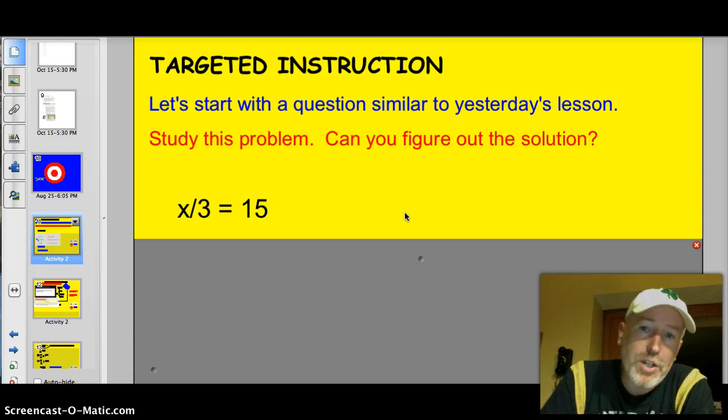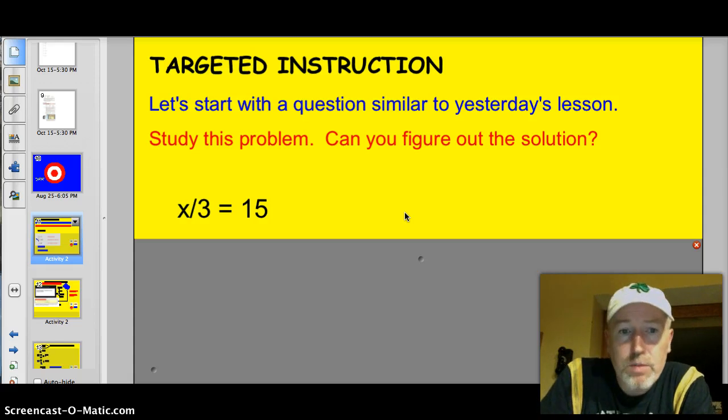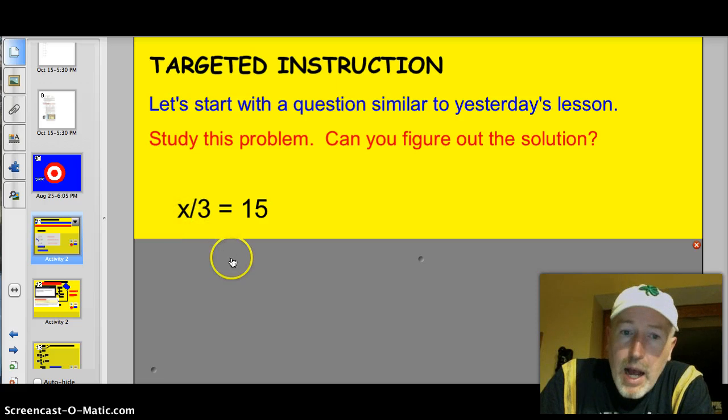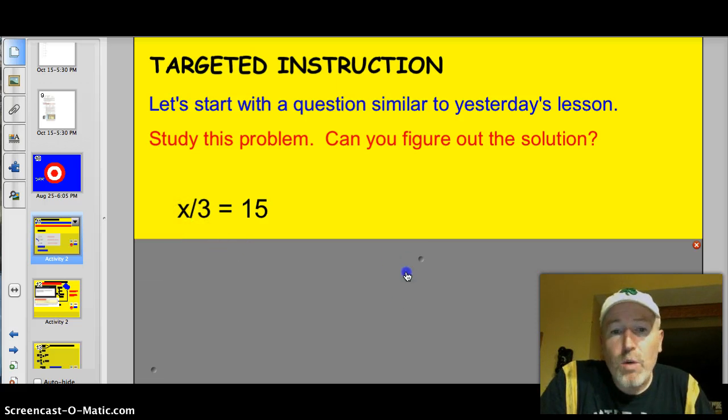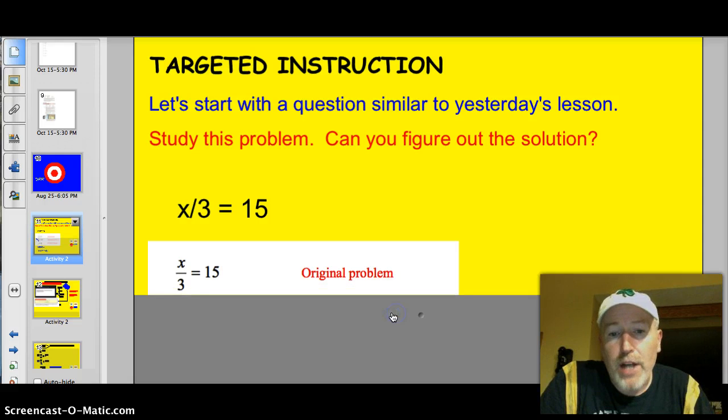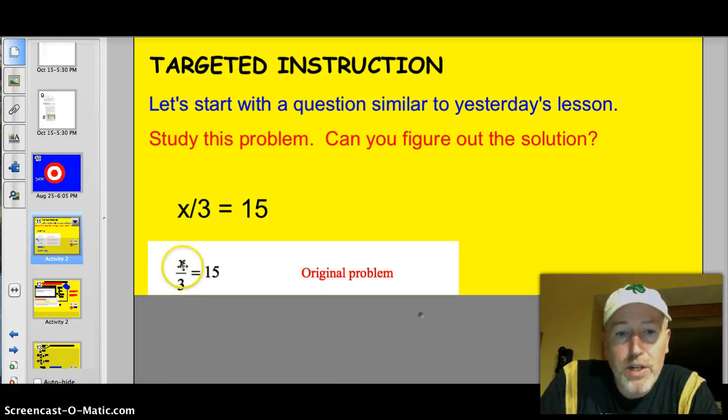Let's study this question here. It's similar to all of the lessons we've looked at. We've got x divided by 3 equals 15. Now oftentimes they'll write it like that. I personally like to rewrite that equation to make it look more like a fraction, just like this. So here's the original problem. I just rewrote it the way I like it. So I got x over 3 equals 15, or x divided by 3 equals 15.